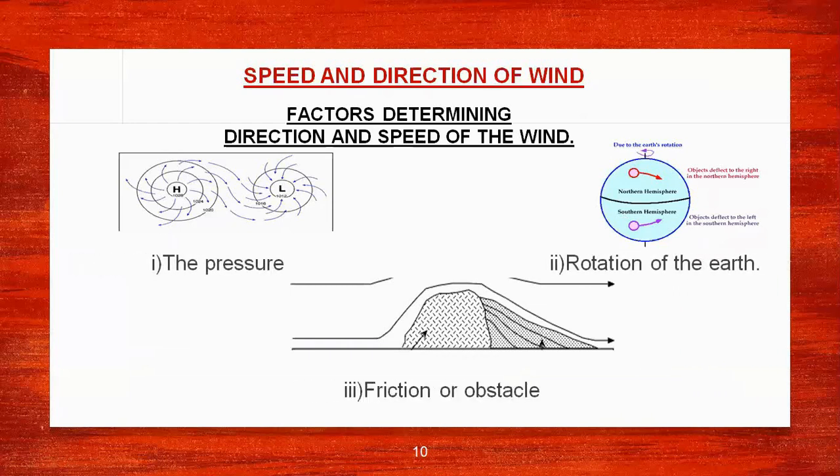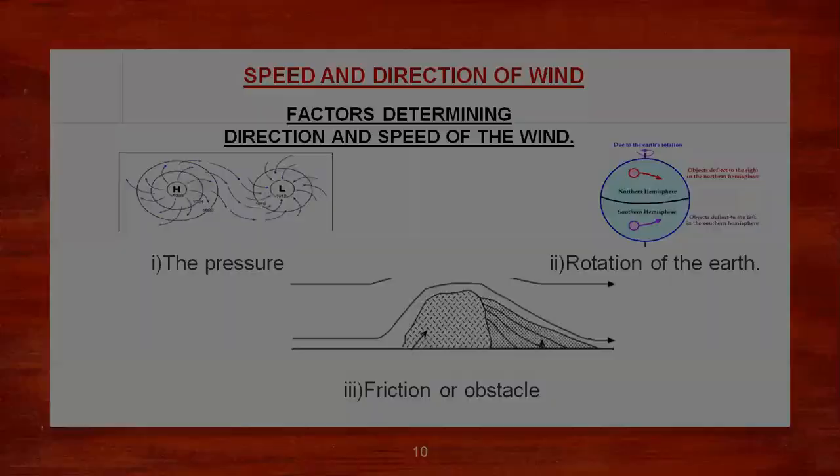And then comes friction or obstacle. For example, this is a plain area. When the wind moves in the plain area without any obstruction or obstacle, it moves in a very smooth manner and the velocity is also high. But when it strikes a mountain, there is an obstruction blocking the wind from flowing smoothly. Therefore, it determines the direction as well as the speed of the wind.